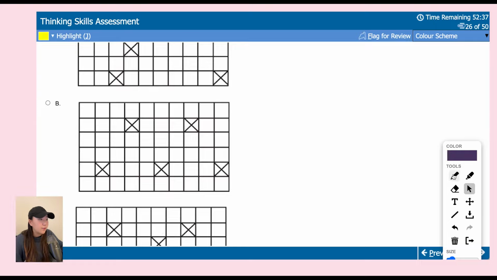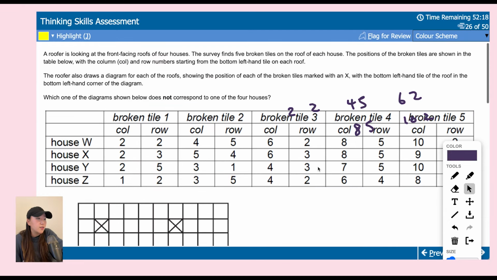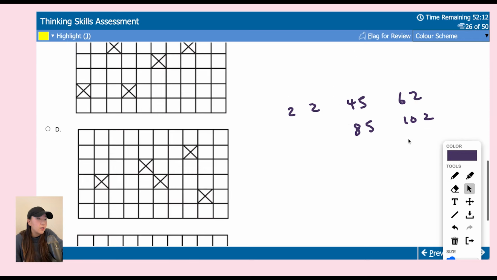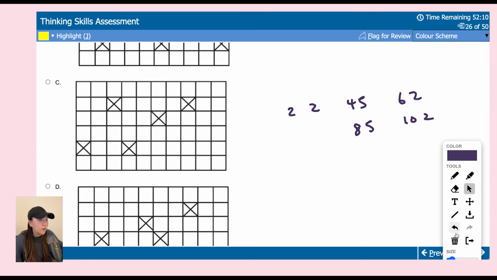Next, again, maybe that's the quickest way, just write it all out here first. So that'll be 2, 2, and then 4, 5, and then 5, 6, 6, 2, 8, 5, 10, 2. So we'll just make sure that that matches to something. 2, 2, 4, 5, 6, 2, 8, 5, 10, 2. Nice. And then this is just a bit annoying, to be honest, but oh well.